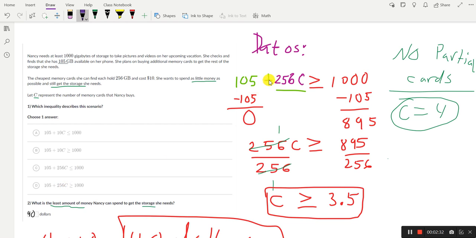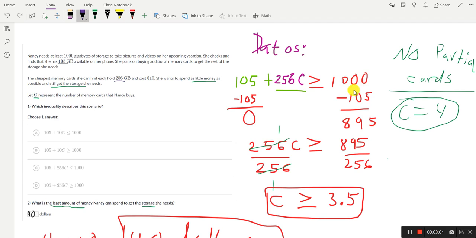So this should be the inequality that you get. 105, that's the number she has, plus 256 times C, which represents the extra gigabytes she needs. Okay? And if the problem said they sell cards of 500 gigabytes, then you would have this number be 500. So in this case, they're telling us that the ones you can find are 256. Very good. So that should be your inequality.